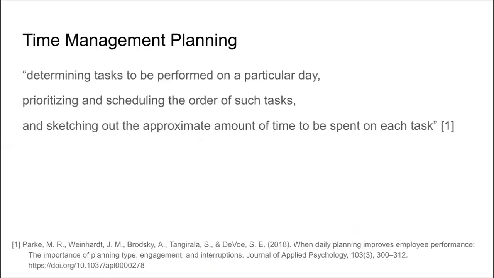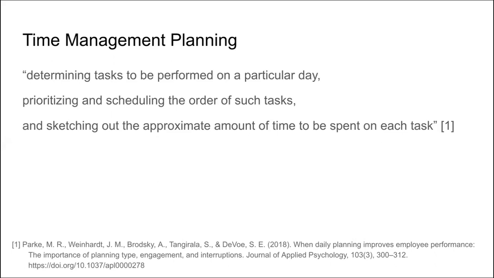For this work, we set out to design software which could adequately support the practice of time management planning, or TMP. This form of planning is defined as determining tasks to be performed on a particular day, prioritizing and scheduling the order of such tasks, and sketching out the approximate amount of time to be spent on each task. In other words, time management planning is determining what will be done and when during the upcoming day. Time management literature discusses planning as a critical practice, but largely provides only descriptions of what planning involves and its benefits, but not how people actually do it.